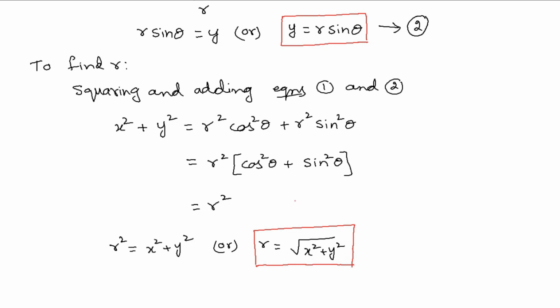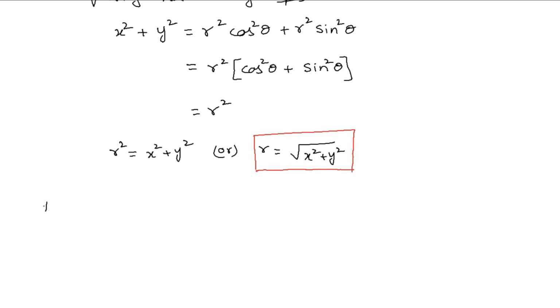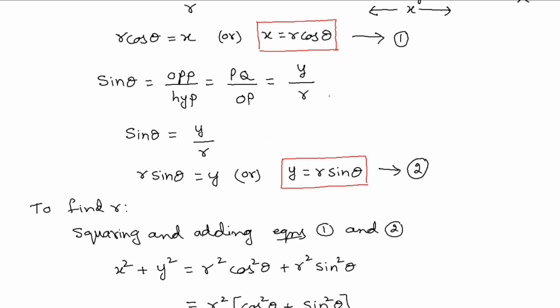Now similarly, let us try to obtain the value of theta. To find theta, once again we'll go back to equation 1 as well as equation number 2. To get the value of theta, we'll divide equation 2 by equation number 1. Equation 2 divided by equation number 1 gives y by x on the left hand side. On the right hand side it will be r sine theta divided by r cos theta.